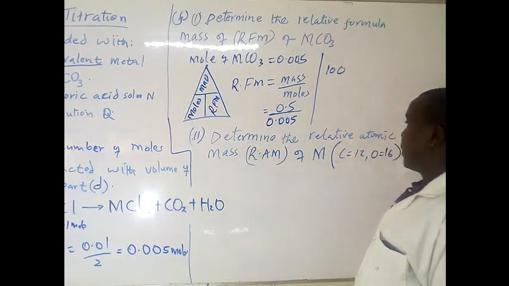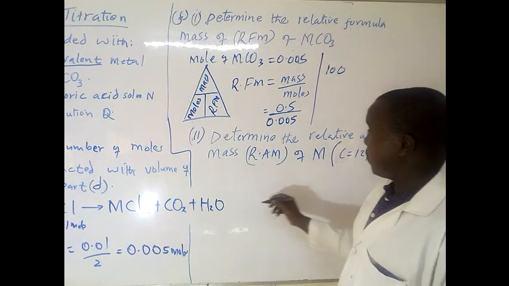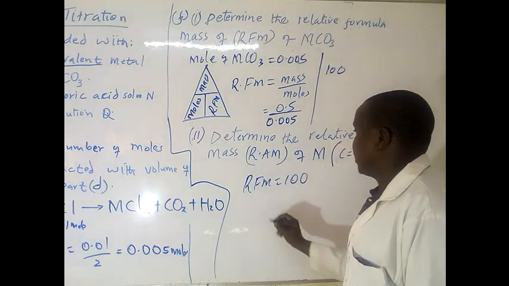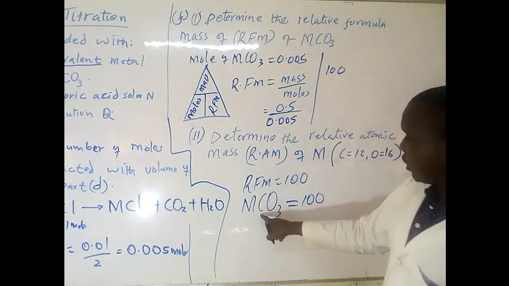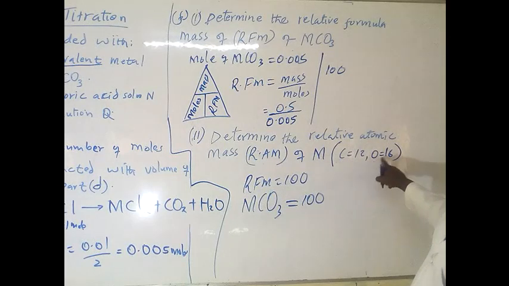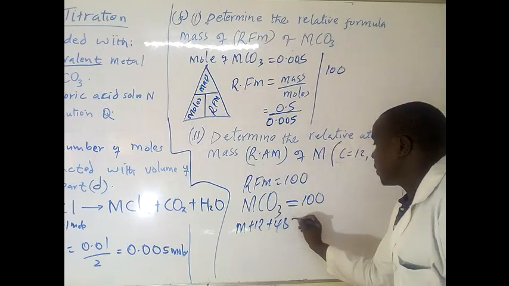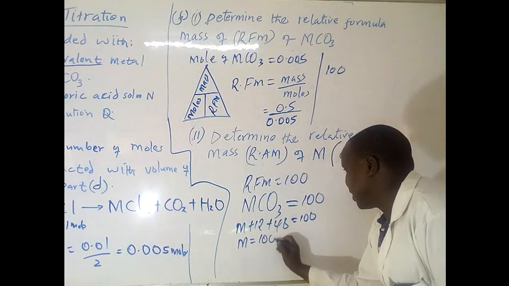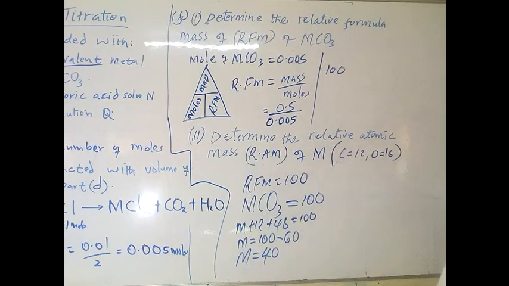Roman 2F, determine the relative atomic mass, that is RAM of M. Now that we have the RFM, it is 100. So MCO3 is equal to 100. But we have been given C is equal to 12, oxygen is equal to 16. Therefore, M plus 12 plus 48, 48 is 12 times 3, will be 100. So M is equal to 100 minus this, which is 60. Therefore, M is equal to 40. So that is the RAM of M.